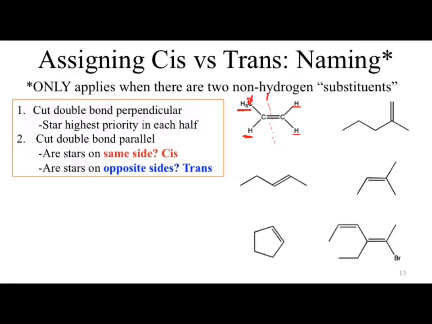Okay, let's move to this guy here, second one down from it. We'll cut our double bond in half perpendicular first, and then try to decide priorities. Okay, we've got a carbon versus hydrogen. Remember, that is still implied out there. Which one takes priority? So we can star it. If we move to the other side, we've got hydrogen versus carbon. Which one takes priority? Carbon. We can star that. Step 2 is to cut the double bond parallel. So we'll cut through here. Where are our stars? Opposite sides. We would refer to this one as trans.